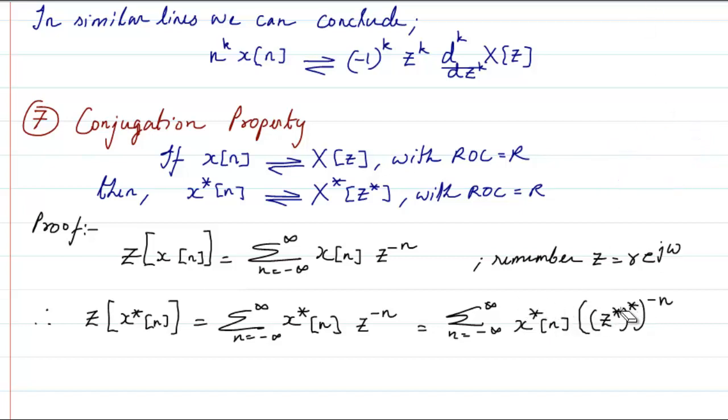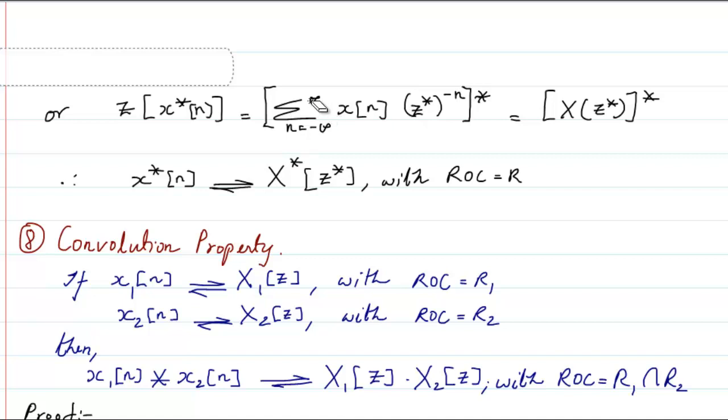Now since there is a conjugate in both of these, I will put the whole bracket and take the conjugate outside. So what is this function? See, this function is basically the z transform of x of n, with the only difference that instead of z I have to write z conjugate, and that is what we have written here, and then the whole conjugate is there outside. Therefore I can say that the z transform of x conjugate of n is basically X conjugate of z conjugate.